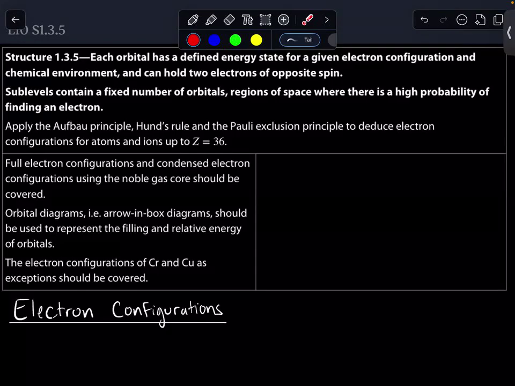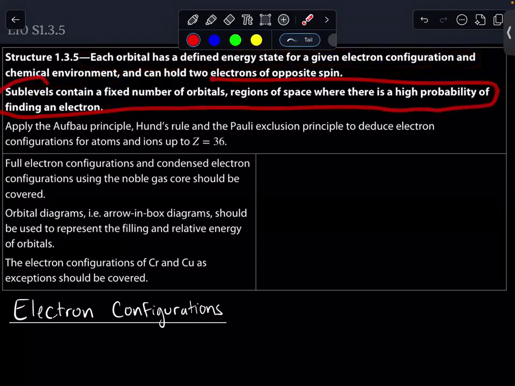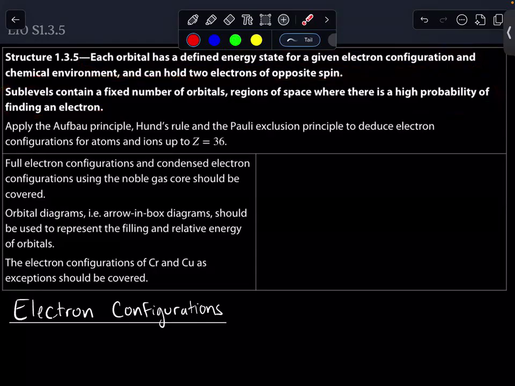What will be covered is that each orbital has a defined energy state for a given electron configuration and chemical environment and can hold two electrons of opposite spin. Furthermore, sublevels contain a fixed number of orbitals, regions of space where there is a high probability of finding electrons. We covered that a little bit last lesson. We will be able to apply the Aufbau principle, Hund's rule, and Pauli exclusion principle to deduce electron configurations for atoms and ions up to Z=36. What we're saying here is atomic number 36, so 36 protons, 36 electrons.